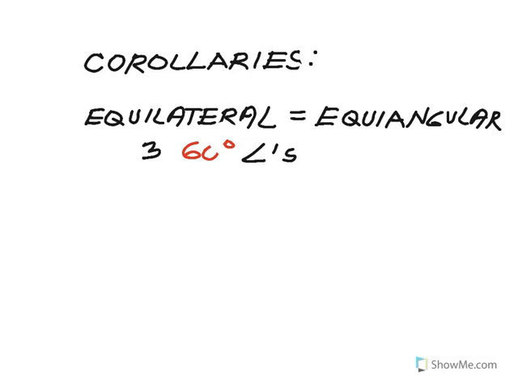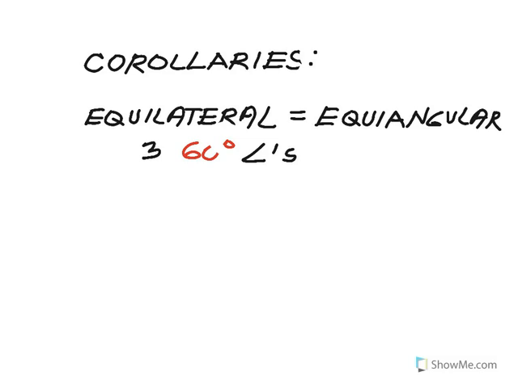So the isosceles triangle theorem is that if two sides of a triangle are congruent, the angles opposite those sides are congruent, and vice versa. The corollaries to that follow logically. The first one is that an equilateral triangle is also equiangular, meaning that if it's equiangular, it's also equilateral, and it has three 60-degree angles.